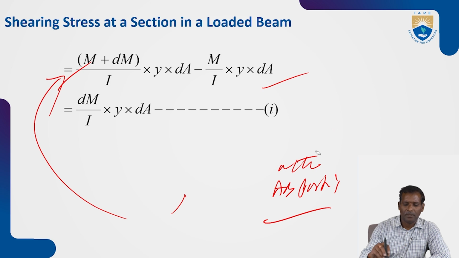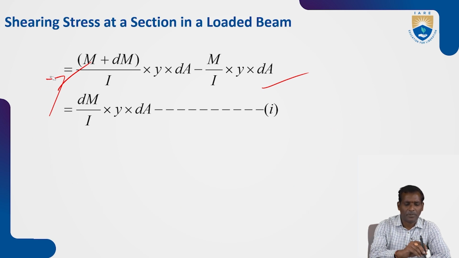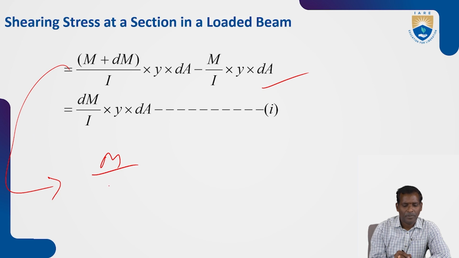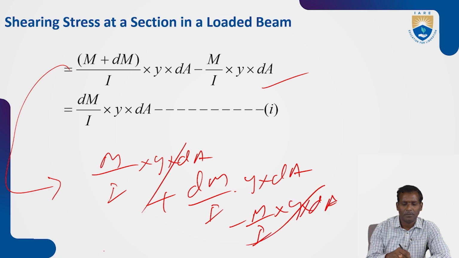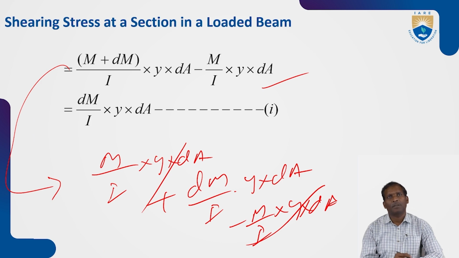So expand the first equation: M by I into y into dA plus dM by I into y into dA minus M by I into y into dA. So these two get cancelled. So finally you will get dM by I into y into dA.